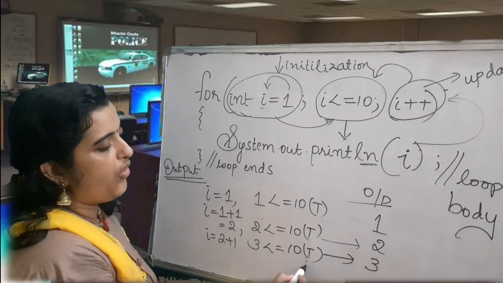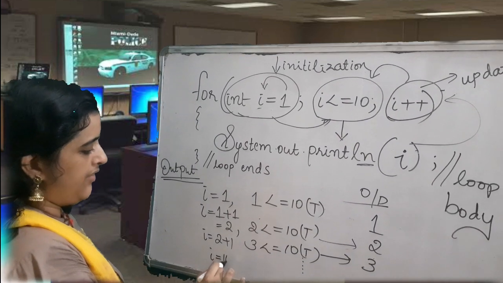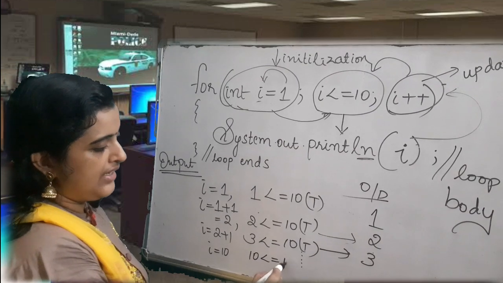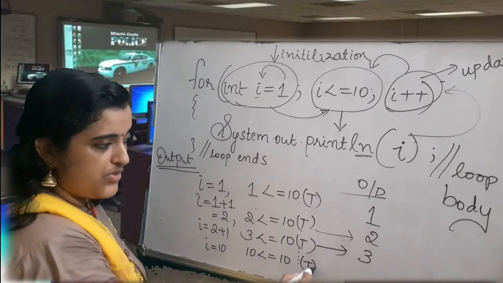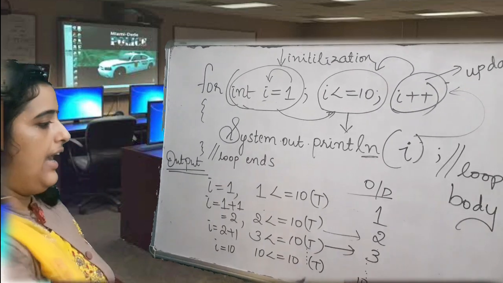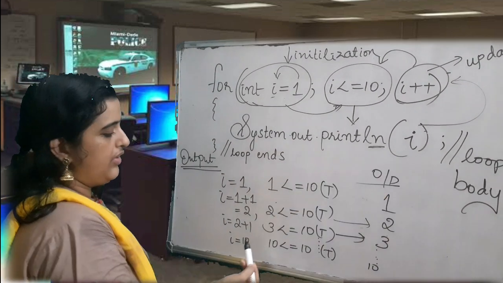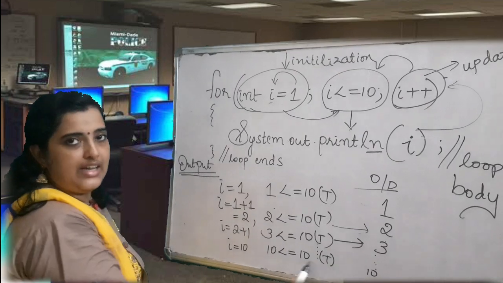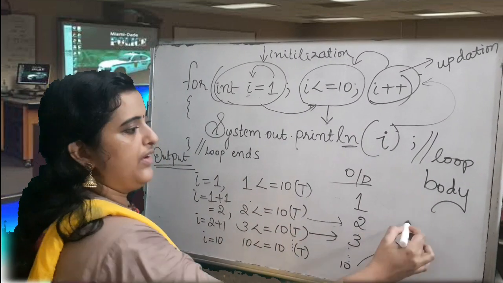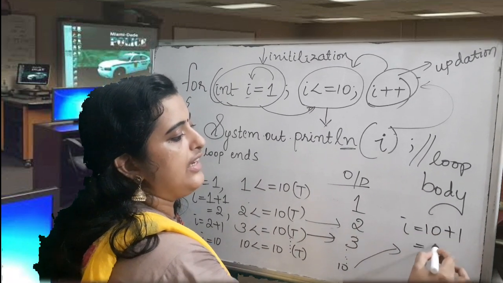So it will go on till you get the value of I as 10. When you get the condition 10 less than or equal to 10, again your condition is true. So till 10 you will get the output. And after the execution of the loop body, that is, the current value of I is 10, your loop variable I, which is 10, will be incremented to 11.